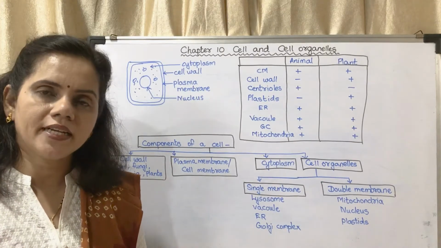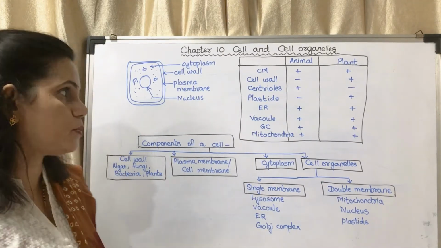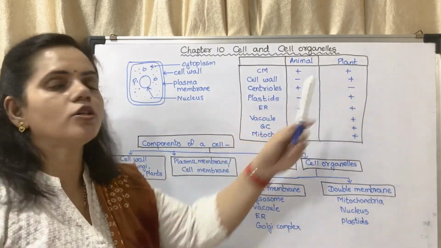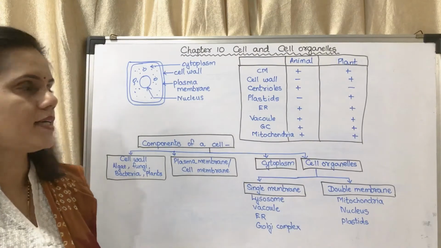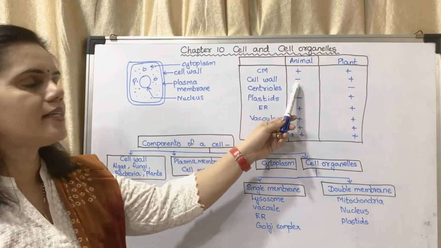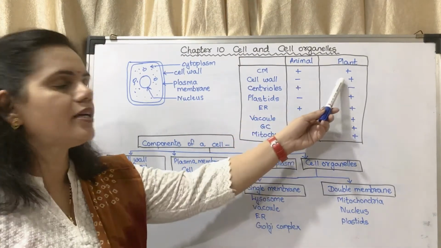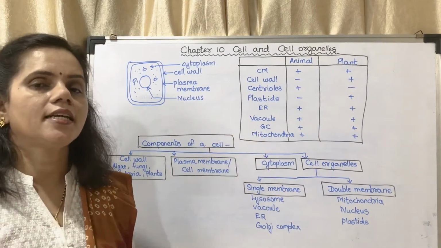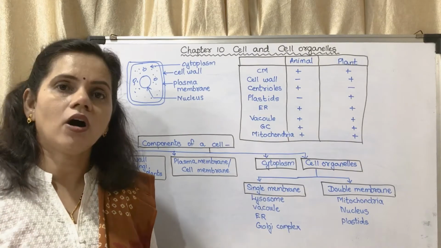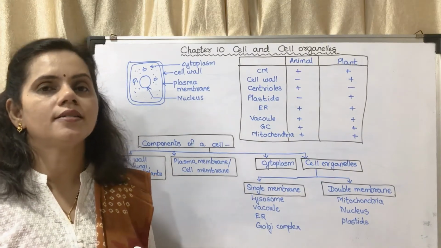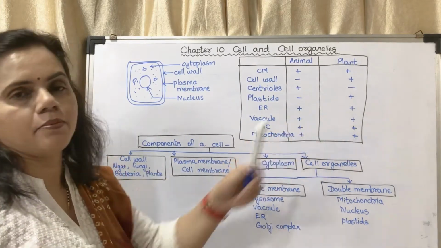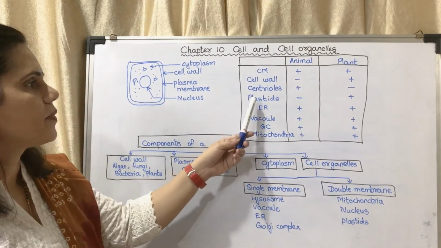Now we will see the difference between animal and plant cell. You may fill up the table which has been given in the textbook. The first one is cell membrane. It is present in both animal cell and plant cell. Cell wall is absent in animal cell but present in plant cell. Centrioles are organelles which take part in cell division. They are present in animals but absent in plant cells.